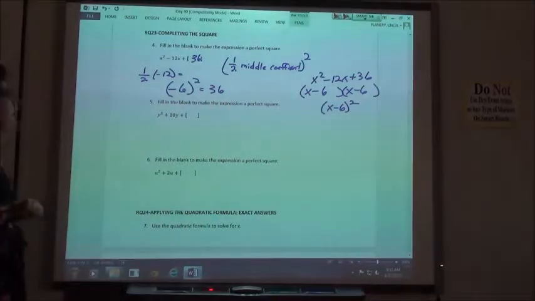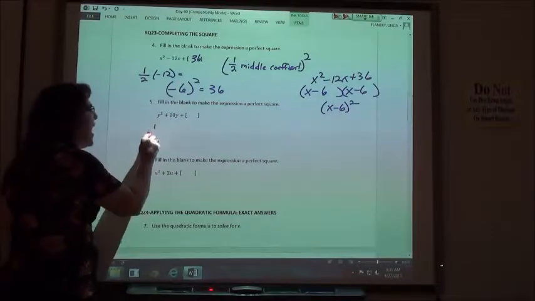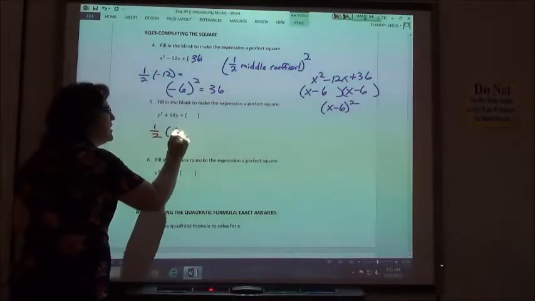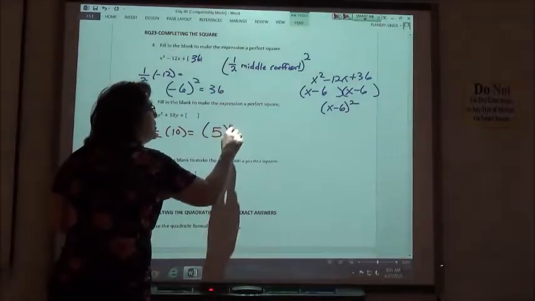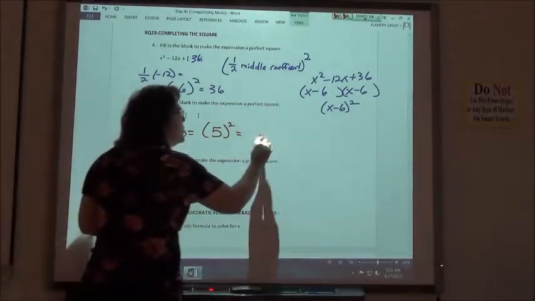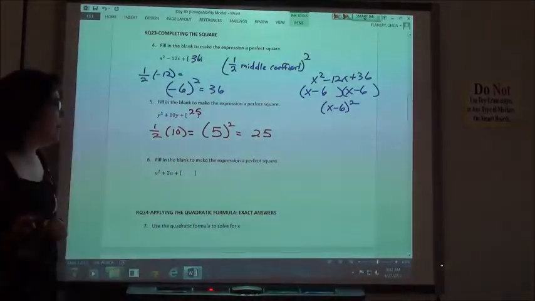So number 5, I want to fill in the blank to make the expression a perfect square. I'm going to take half of my middle coefficient, which is 10. So half of 10 is 5. I'm then going to square that number. 5 squared is 25. So the number here on the end should be 25.